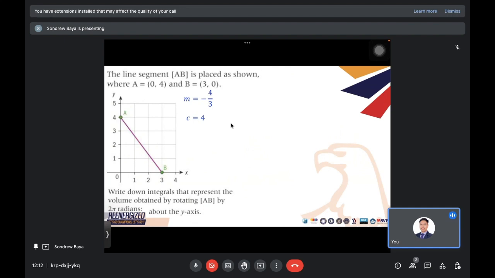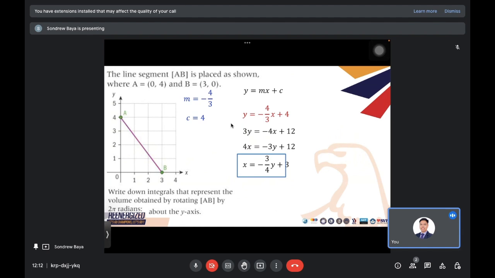So remember, y-intercept is the value of your y when your x is equal to 0. Alright? So we now have y equal to mx plus c, y equal to negative 4/3 x plus 4. Now, since we are rotating it about the y-axis, we have to find an equivalent function in terms of y. So we have to do algebraic manipulation here. All right. Therefore, our function in terms of y would now be this.